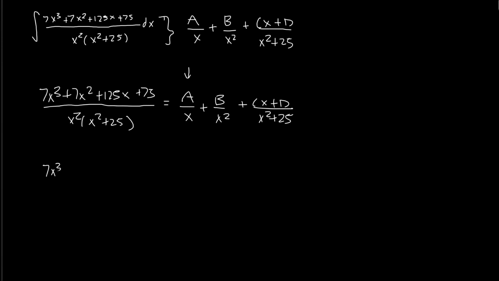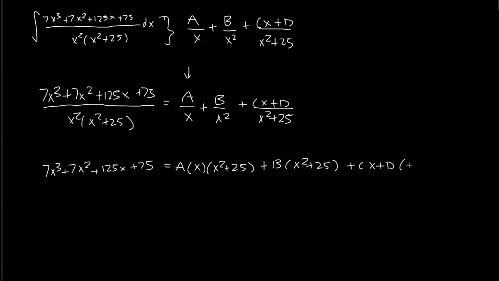So let's go ahead and rewrite this now that we know that. We're going to say 7x cubed plus 7x squared plus 125x plus 75 equals A times x squared plus 25 plus B times x squared plus 25 plus Cx plus D times x squared. And the next step is going to just be distributing all of this. I'm actually going to rewrite this portion right here to make it a little easier to distribute. This is the same thing as A times x cubed plus 25x.